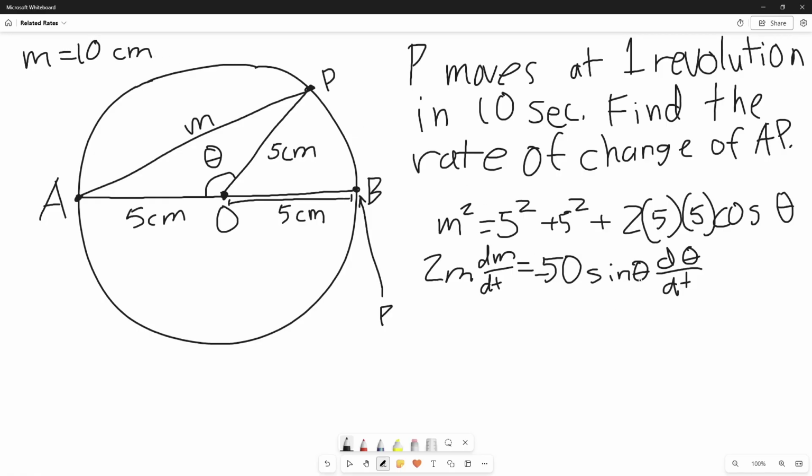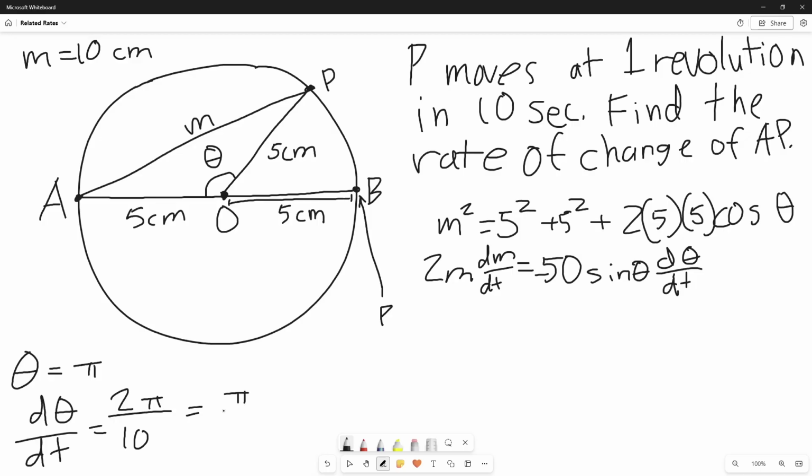And then we need to find theta and d theta over dt. Theta is also pretty easy. Since it's a straight line from A to B, the angle is 180 degrees, or pi radians. So theta is equal to pi, and d theta over dt is also pretty easy. Since P is moving at a constant rate, d theta over dt is just the change in theta for 1 full revolution, that is 2 pi, over the change in time, and 1 full revolution takes 10 seconds, so d theta over dt is pi over 5.